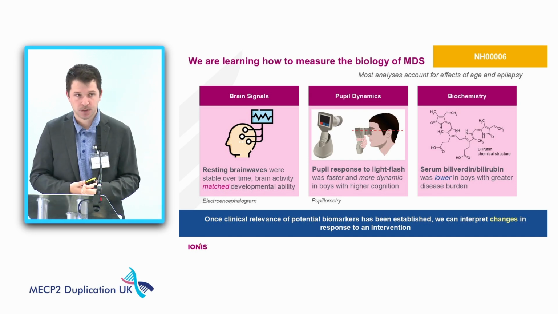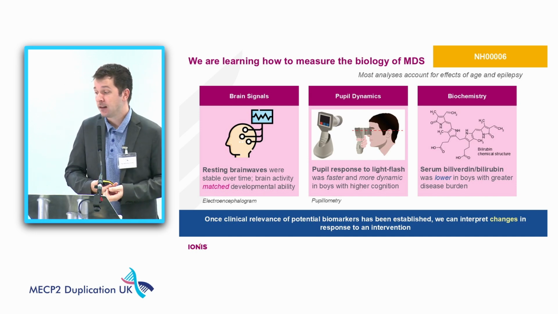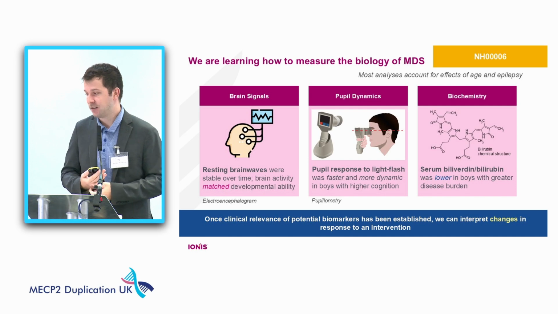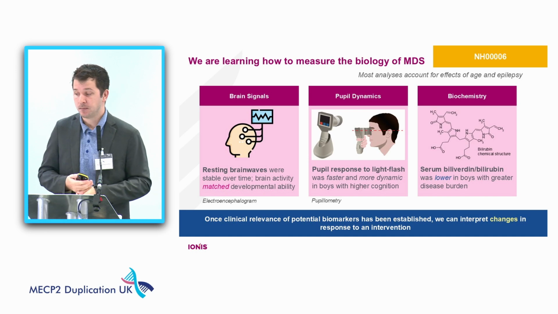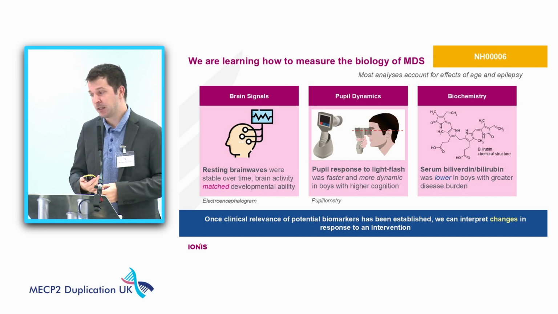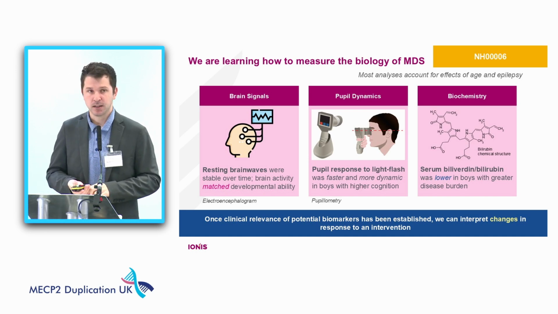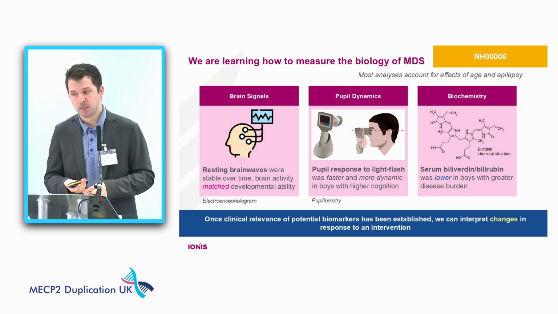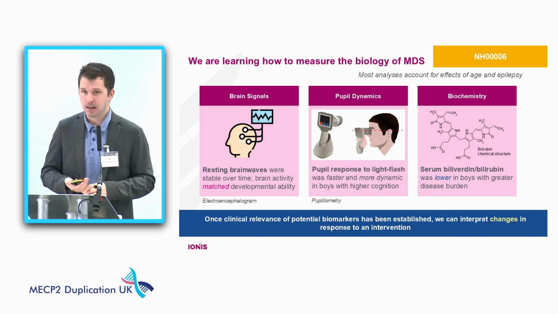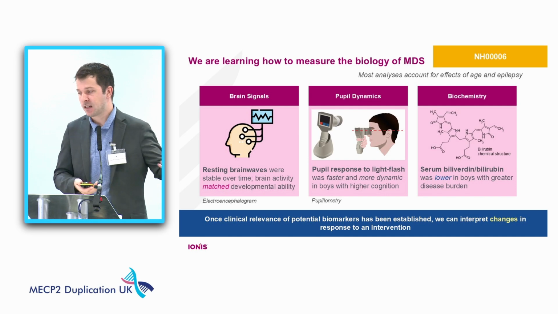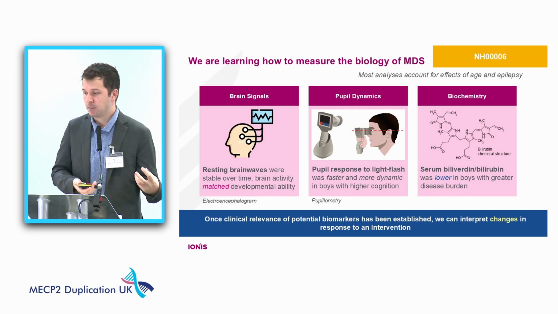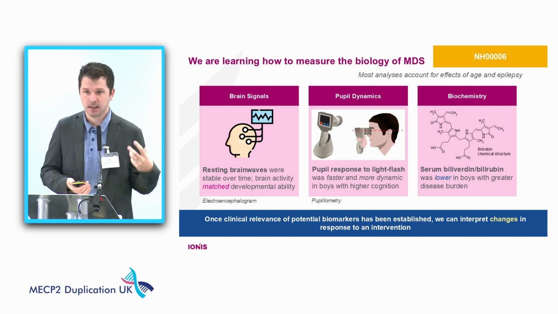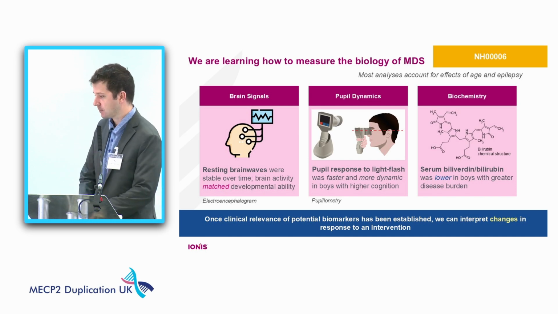We also looked at biochemistry, so what we can measure in the blood. We shared this a little bit at Houston last year. The relationships are becoming stronger, and so the bilirubin pathway appears to be backed up in boys with MDS, meaning the enzyme that forms bilirubin might have lower expression or activity, or it's impacted by MECP2 in some way.